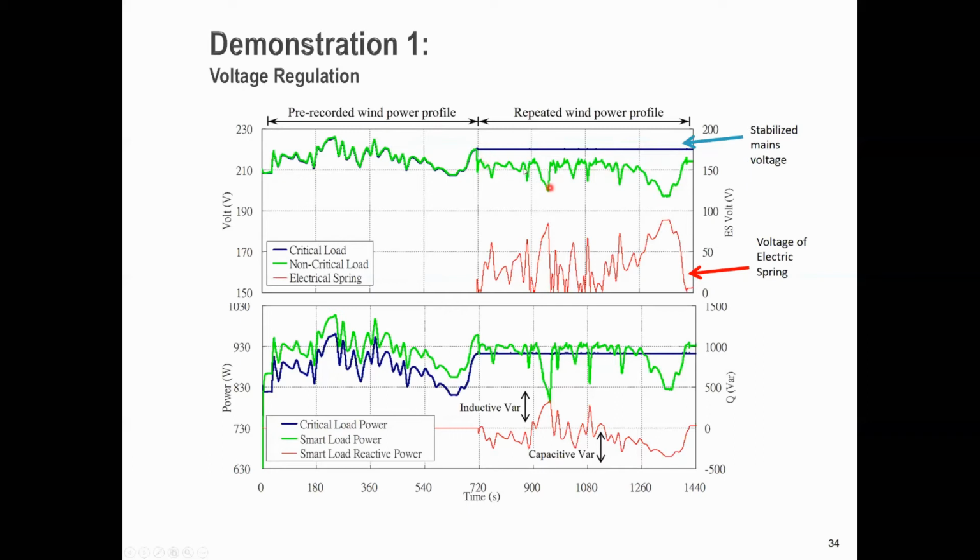And for the adaptive mains voltage, it is fluctuating. And this fluctuating adaptive mains allows the non-critical load power consumption to vary. But because we managed to regulate the AC mains voltage, the critical load power consumption remains stable. In this way, we balance power supply and power demand in real time.